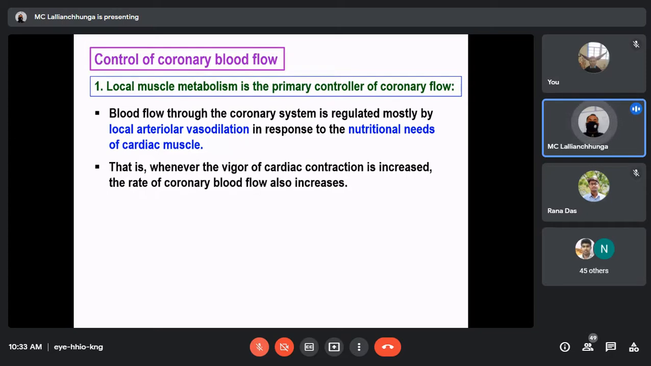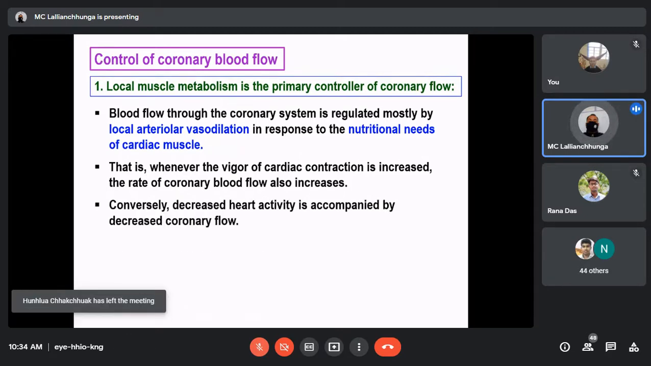Yesterday I also gave you an example of skeletal muscle. At rest, the blood flow through the skeletal muscle is very low, around only 4 ml of blood per 100 gram of muscle tissue. But when you do intense physical activity, it can increase to 80 ml. Just like that, in case of cardiac muscle, if you do exercise, your heart rate increases and the intensity of contraction is increased. In that condition, more blood is required by the muscle of the heart, so local vasodilation will take place.